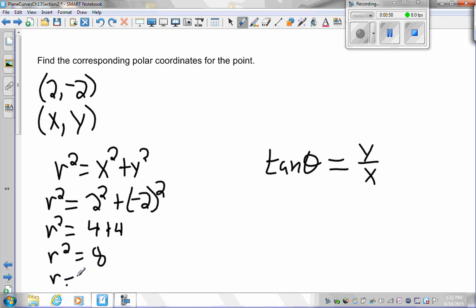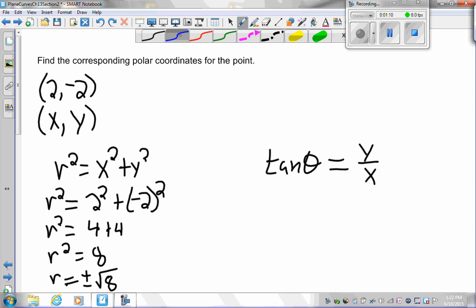R is plus or minus square root of 8. Typically, whenever we get a choice, we choose R to be the positive value. So we'll take R to be positive square root of 8. We could also simplify that a little bit if we need to towards the end. So let's hold off on that for a minute. So R is the square root of 8.